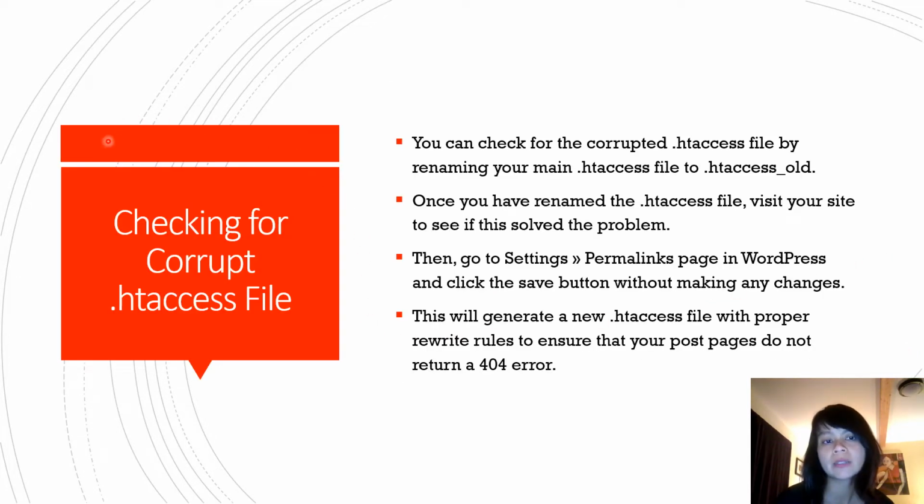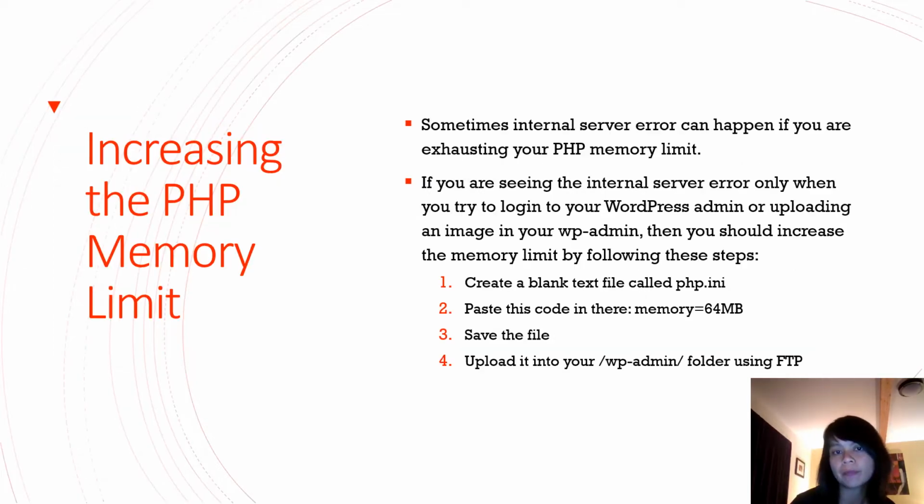So what you need to do is check for the corrupt htaccess file. You can check for it by renaming your main htaccess to htaccess_old, something like that. Once you've renamed this htaccess file, you can visit your site to see if this has solved the problem. Then you need to go to Settings, Permalinks in your WordPress, and click the save button without making any changes. This would generate a new htaccess file with proper rewrite rules to ensure that your post pages don't return the 404 error.